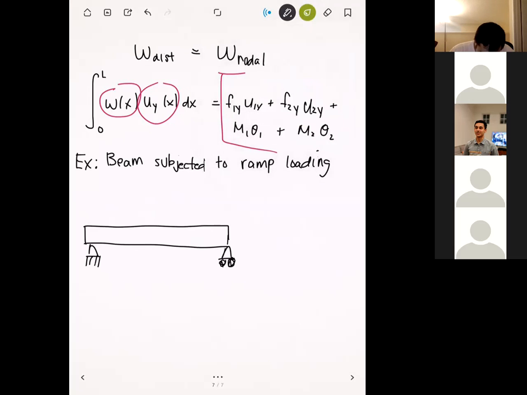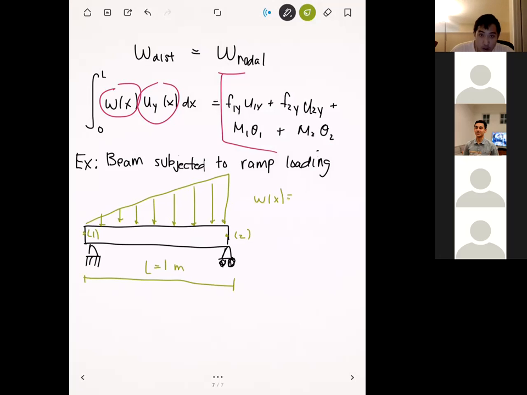All right, and so let's say that our loading function looks something like this. On the left-hand side of the beam, we have basically no load, and on the right side of the beam, it really ramps up from there. We'll call this node number 1, and this node number 2. The length of the beam here is going to be 1 meter, so we'll keep it simple. The function for this loading, which is given to you, is going to be 5,000x newtons per meter.